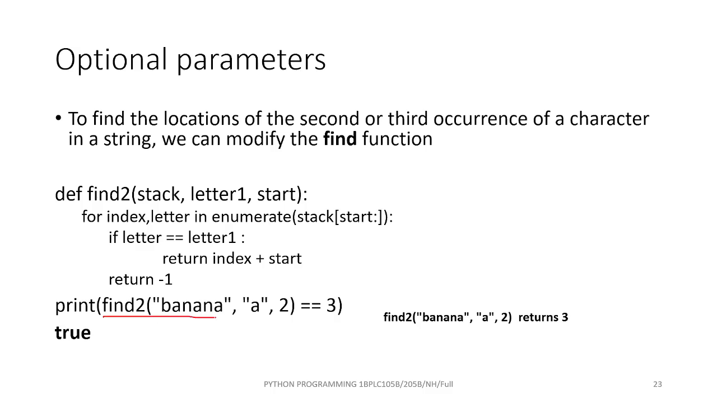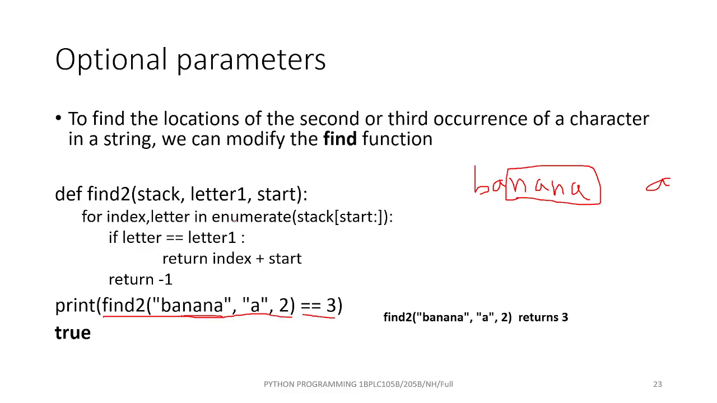I'm going to use this function with banana as an input. I'm looking for A, but from position 2 onwards. Is banana having it or not? If there, is it in the 3rd place? Yes, it's there in the 3rd place. This function returns 3 because banana is my input. The character that I am looking for is A, starting from 2. This is 0, 1, 2. I have to look in this place only.